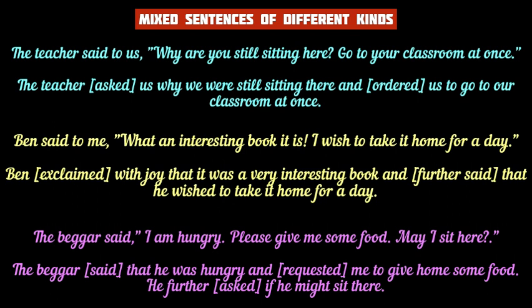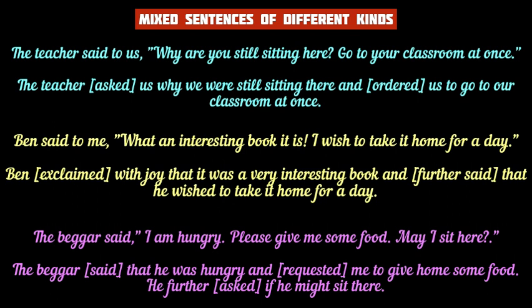Here too, in the indirect narration, the two sentences of the direct speech are turned into subordinate clauses and joined with the help of the conjunction and. All the other regular rules of narration change are followed as usual. Ben exclaimed with joy that it was a very interesting book and further said that he wished to take it home for a day.